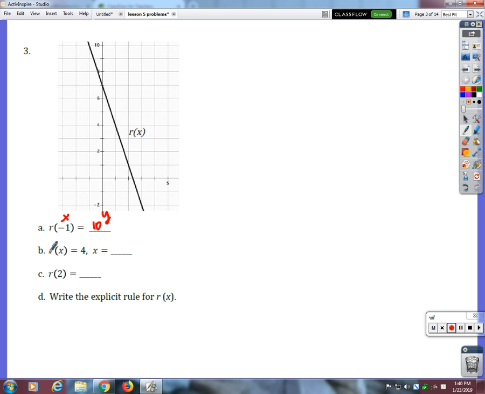Then this one, remember, is backwards. This says when y equals 4, you go over to the graph, and x equals 1. And then this is saying when x equals 2, then y equals 1.